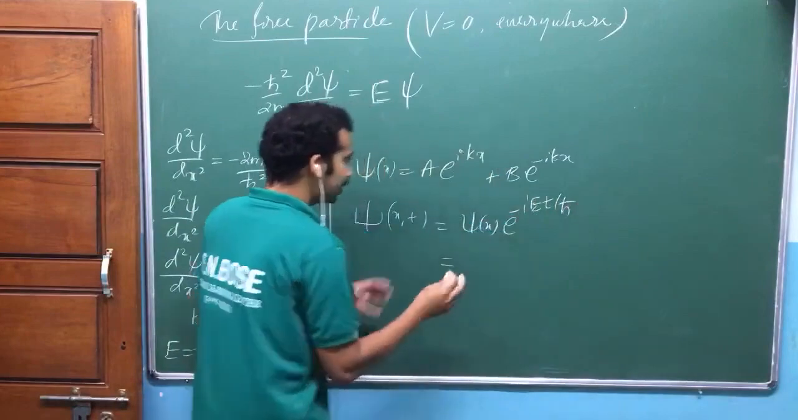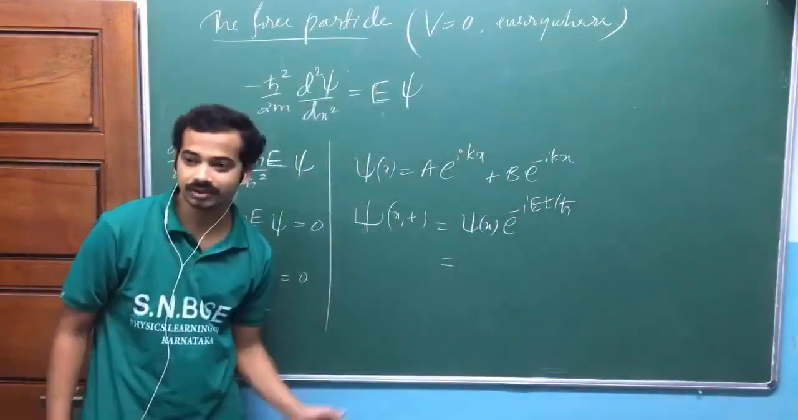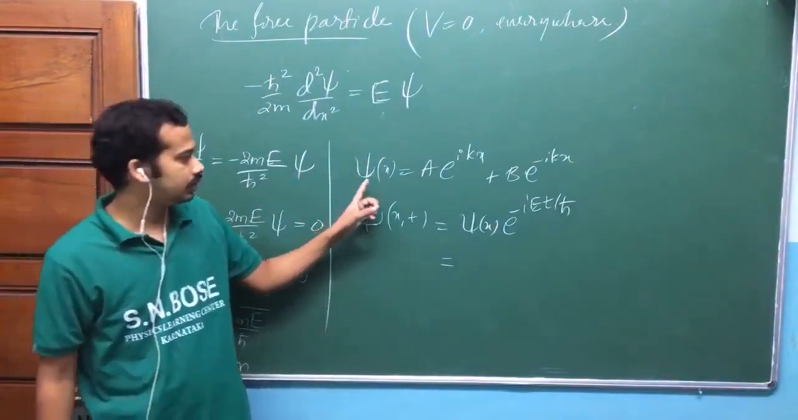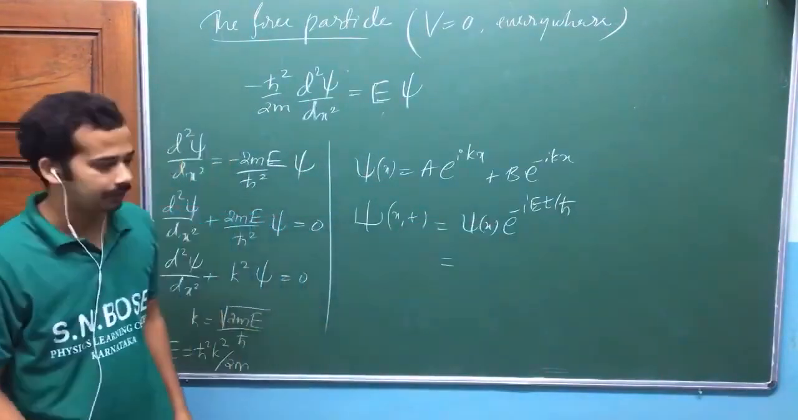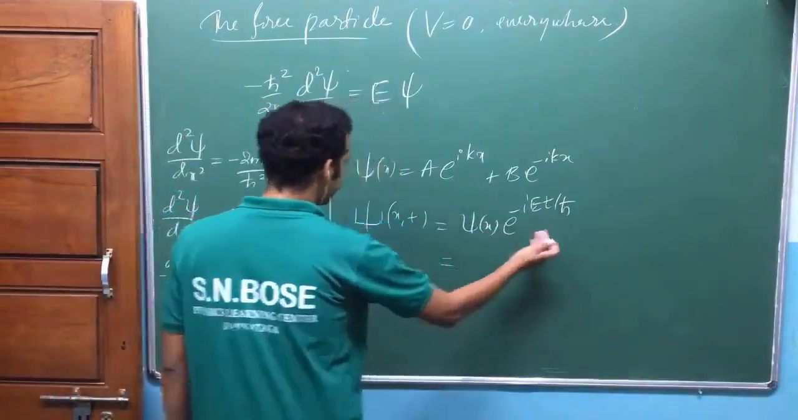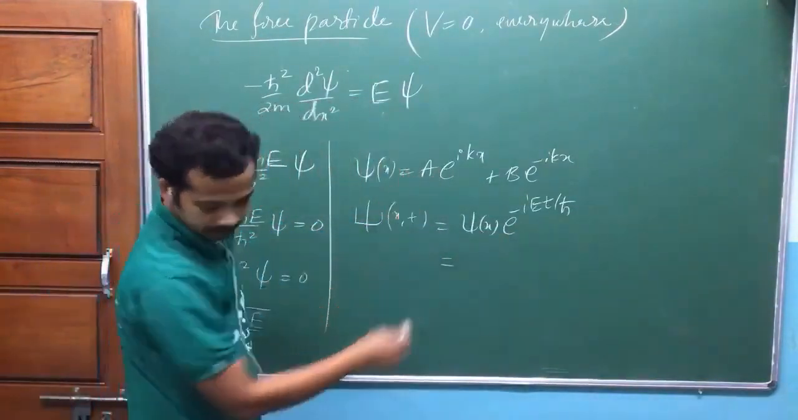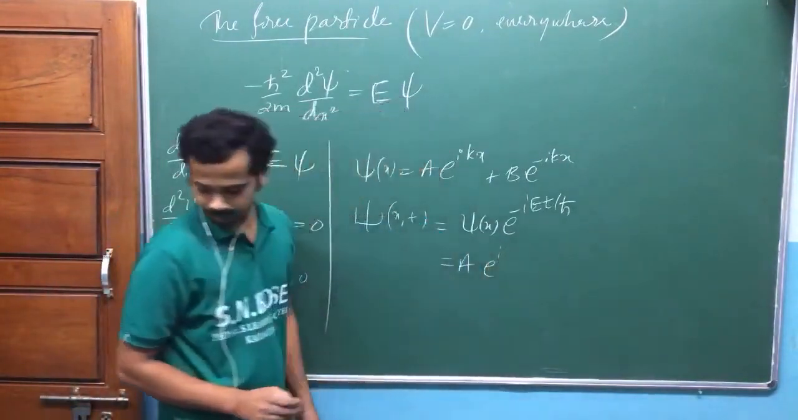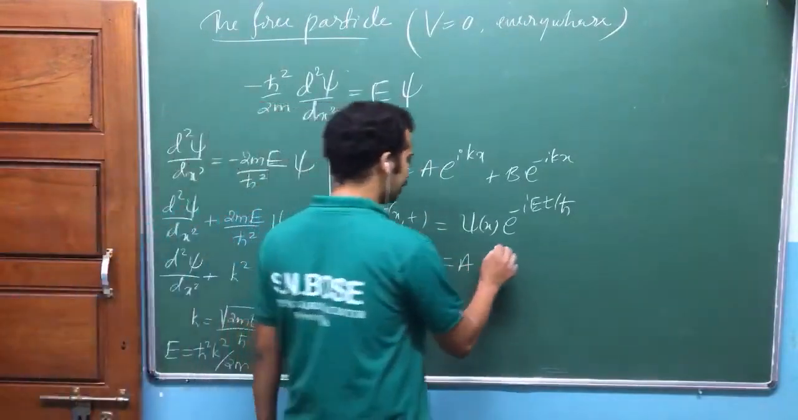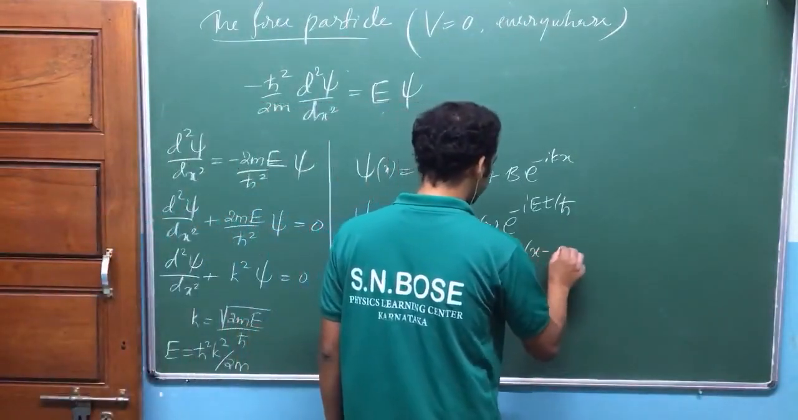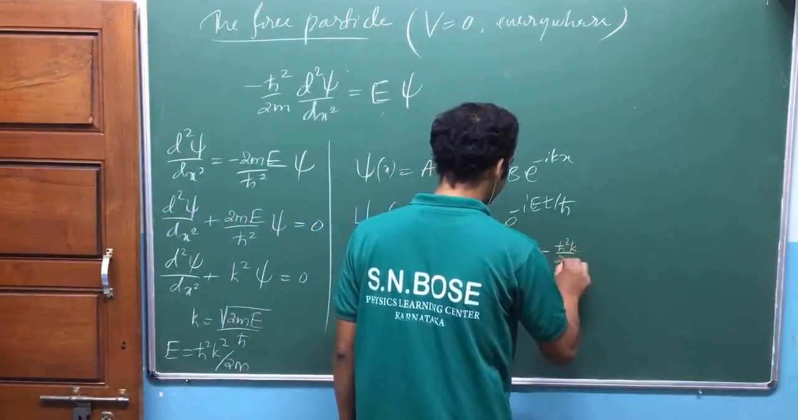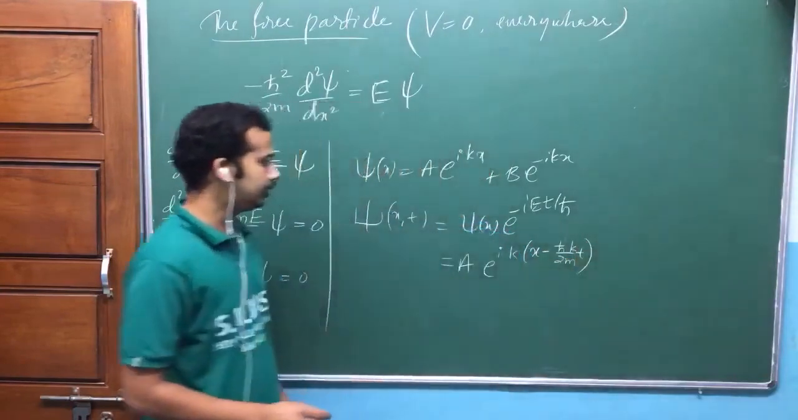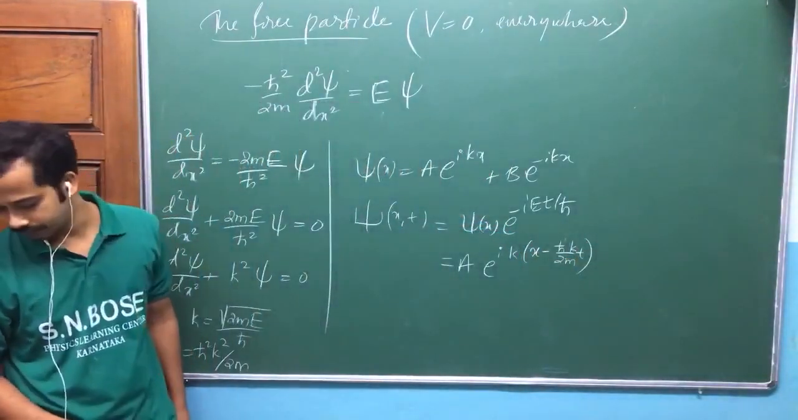Now let me plug in the time dependent part. Let me see what kind of function it is. Now you got only the time independent part here. When I plug in that one, look at here. If I multiply with this one, the resultant wave function is equal to A e power i. Let me take a k outside, x minus h bar k by 2m into t, because E t by h bar and k is taken outside.